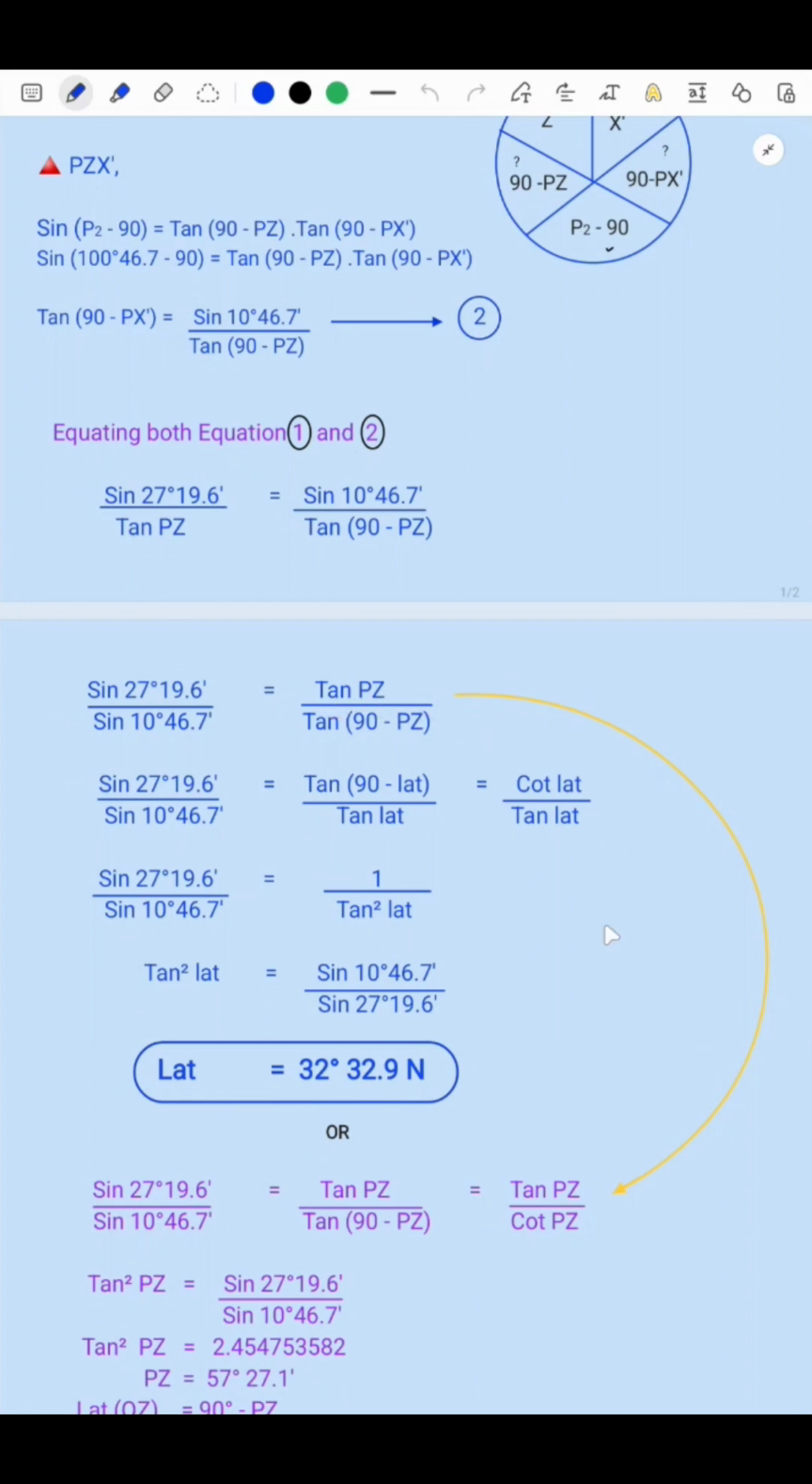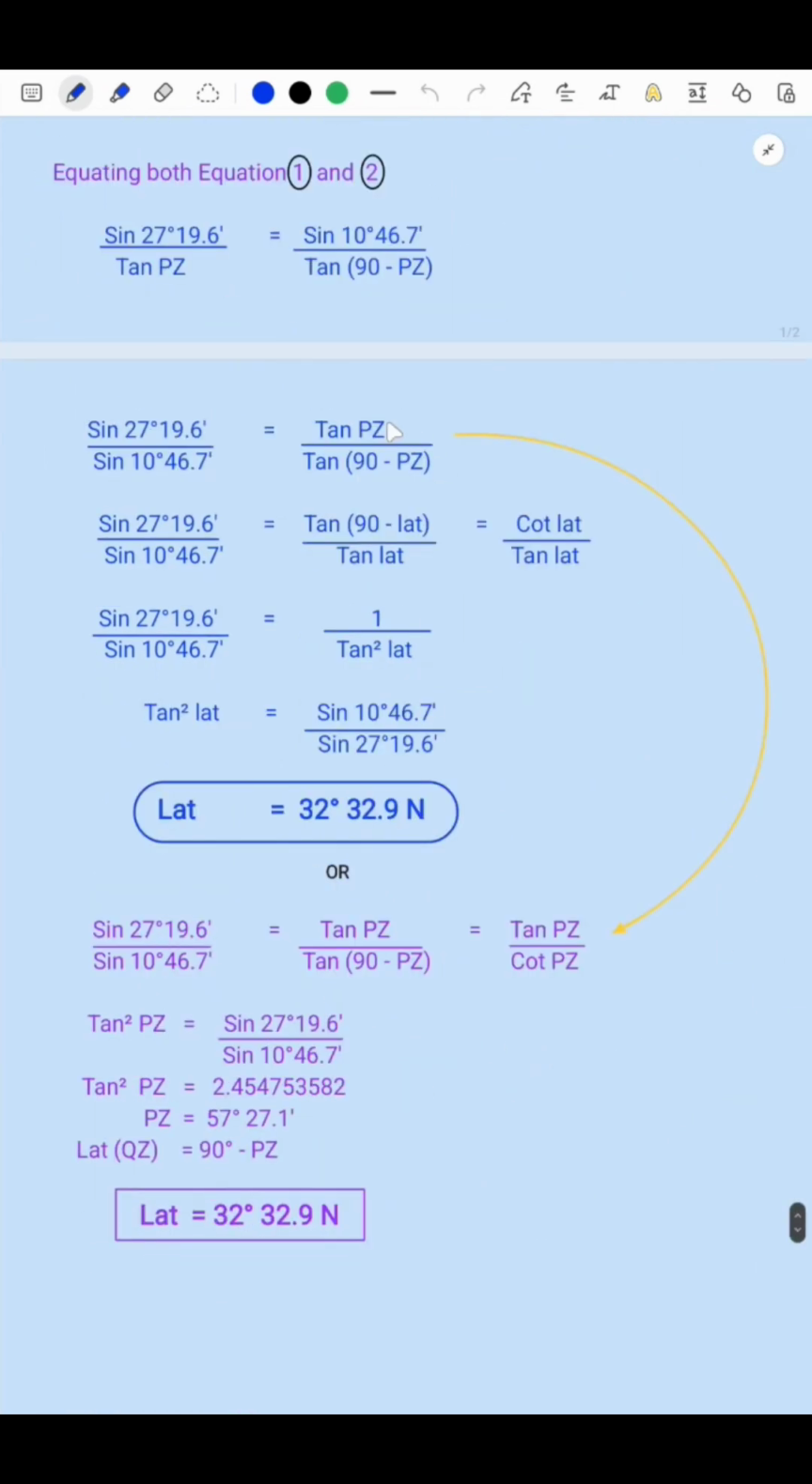From here, I have written one step below which can also be solved like this. The answer is the same, just see whichever way you find easier or more convenient. From this equation, sine 27 degree 19.6 divided by sine 10 degree 46.7 is equal to tan PZ divided by tan of 90 minus PZ. Tan of 90 minus PZ can be written as cot of PZ.